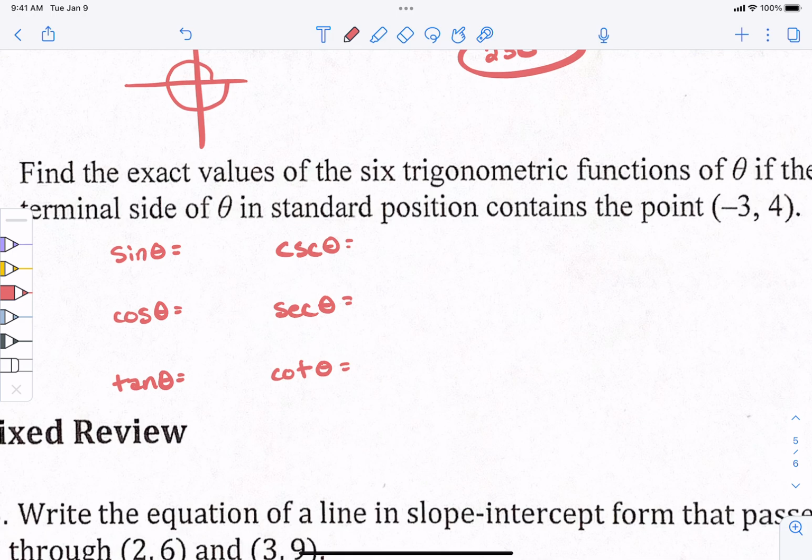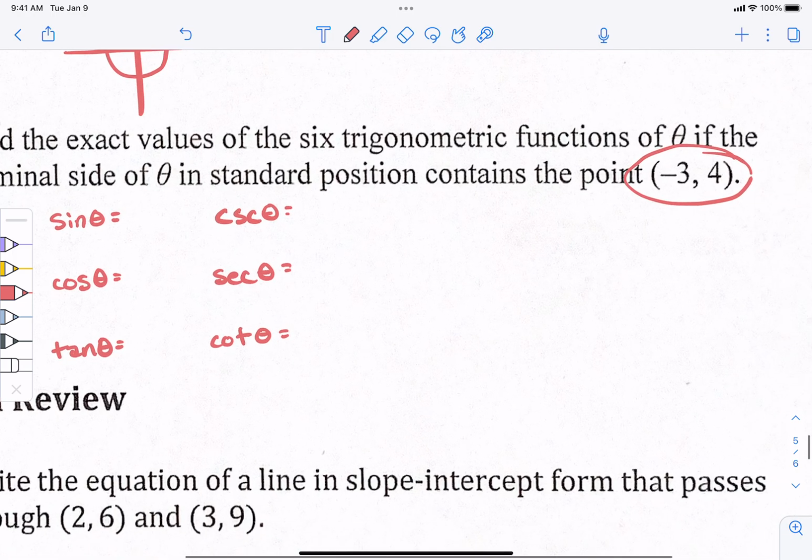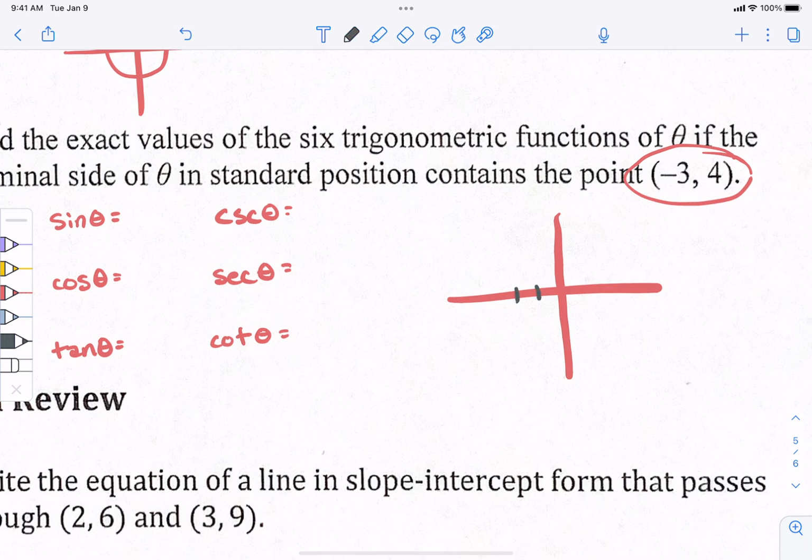And then they say what we're going to go off of is -3 and 4, okay? So if I have a coordinate plane and I plot -3, 4, I go -3 this direction and 1, 2, 3, 4 up. So I'm going to end up here, and we're going to connect it back to 0.